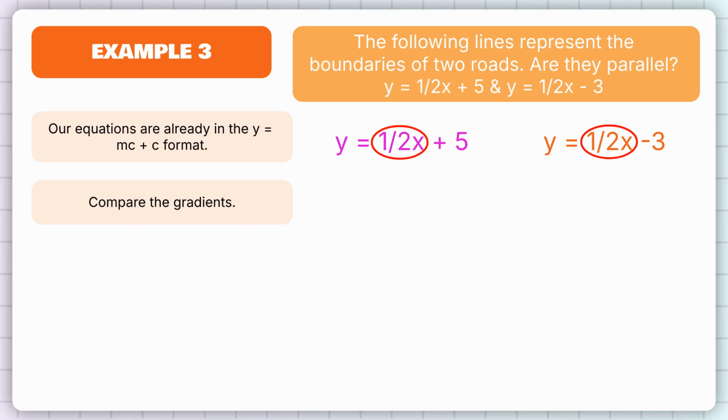By working through these examples, you can see that identifying parallel lines boils down to checking that their slopes are identical. This method is straightforward and saves time, allowing us to focus on solving more complex problems efficiently. Keep practicing with different equations to reinforce your understanding.